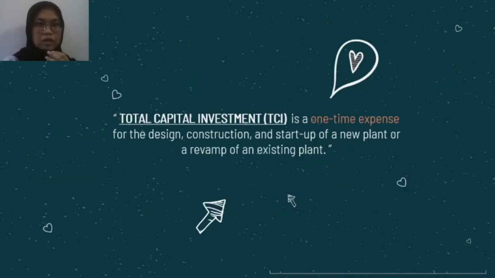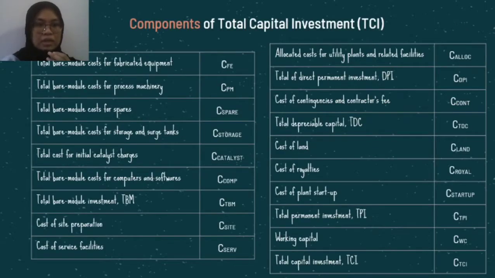So first of all, I will be starting my presentation with the definition of total capital investment, TCI. It is defined as a one-time expense for the design, construction, and startup of a new plant or a revamp of an existing plant. Here we can see a list of components of total capital investment, TCI.